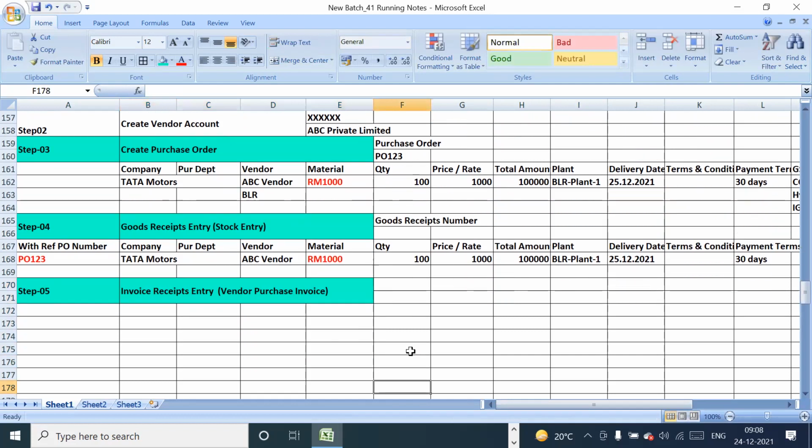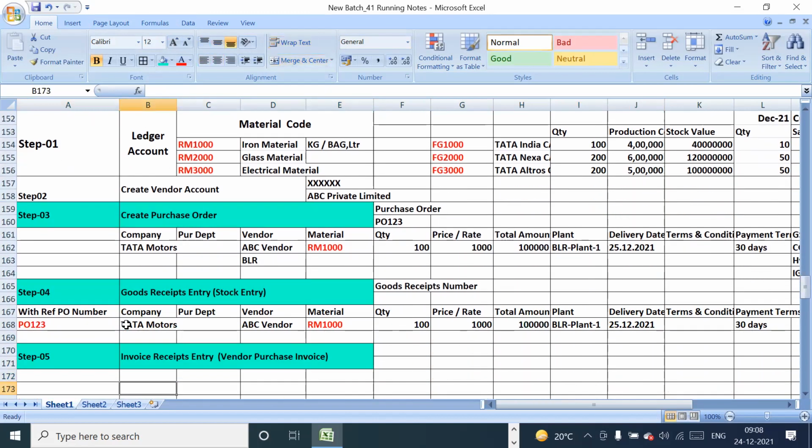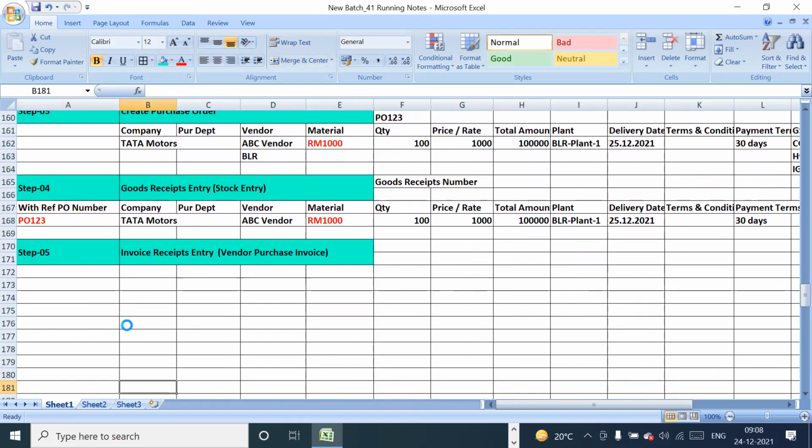Okay. When you are booking the vendor purchase invoice, we already understand the AP process. This MM process is nothing but the MM integration, your AP extension. Similarly, the AR extension is the SD integration. So we understand the AP process, right? Vendor creation, and after that, posting the vendor purchase entry. What is the accounting entry here?